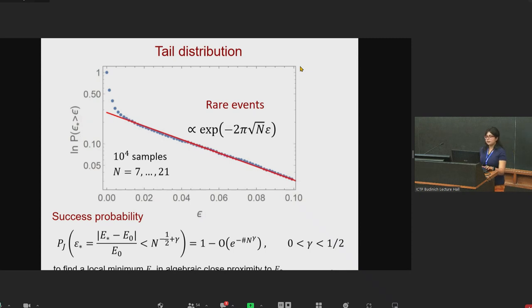Now, this decrement is of the order of root n, where n is the number of spins. This helps us conclude that the probability that our algorithm will return a value which is algebraically close to the true minimum equals 1 with exponential accuracy. Now, with that, these are all the performance results of our classical algorithm.